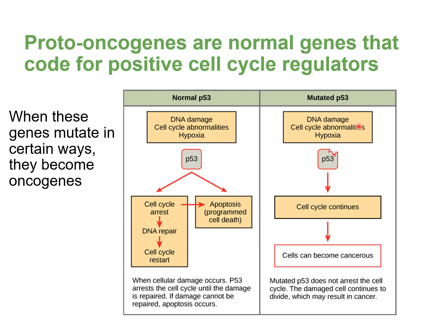If it's mutated now, so now we have DNA damage, there's cell cycle abnormalities, but it's going to skip those checkpoints and the cell cycle is going to continue, and that's when the cells are going to become cancerous, right? It's just going to continue to divide, which will often result in cancer.